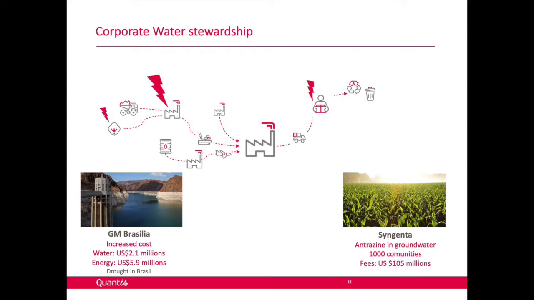Just to give a few examples, a drought does not only affect local water availability but also hydropower production. And GM in Brazil faced a huge increase in production cost, which is indirectly linked to energy prices. On the other hand, the main water-related impacts of pesticides might not happen at the production site, but at the use stage during application in the field. Syngenta, for instance, paid hundreds of millions of US dollars for groundwater contamination that affected close to 1,000 communities.